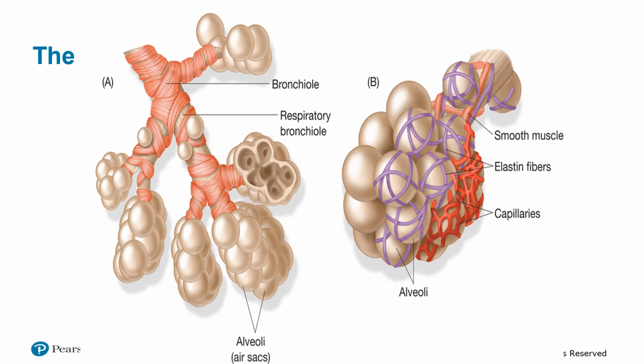And this is your alveoli. These are grape-like structures surrounded by capillary beds to promote the exchange of gases.